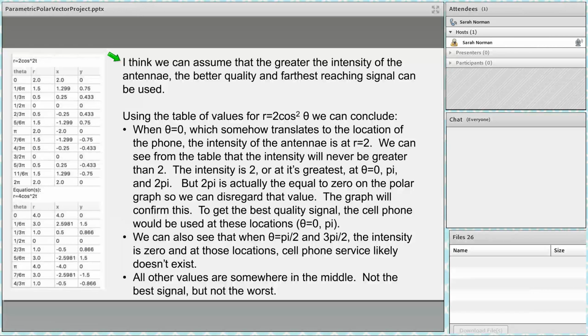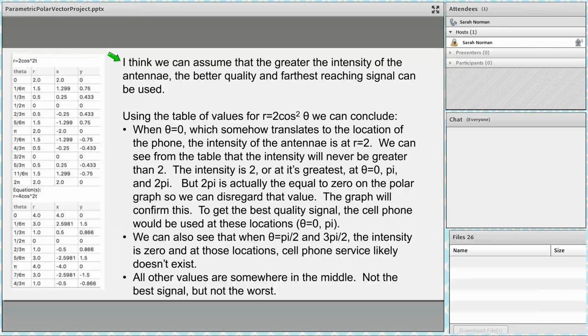I don't know exactly how r is defined. Theta is going to be some sort of a degree measure or radian measure. But I think that we can assume that the greater the intensity of the antenna, the better quality and farthest reaching signal can be used.